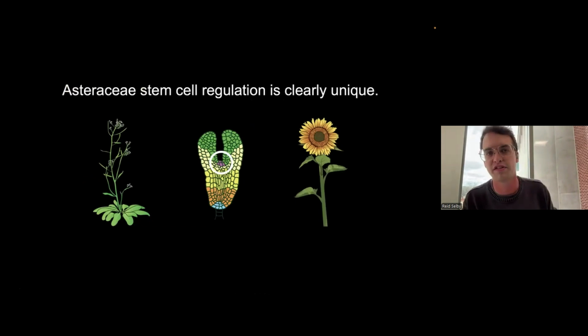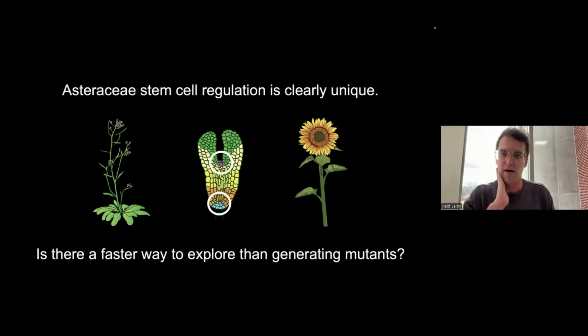So I hope I've done something to convince you that Asteraceae stem cell regulation appears to be fairly unique, at least compared to other model systems studied so far. However, doing these stable knockouts and complementing them and this kind of functional work is pretty time and resource intensive. And so I wanted to know if there's a faster way to explore stem cell signaling dynamics in the Asteraceae other than looking at the shoot.